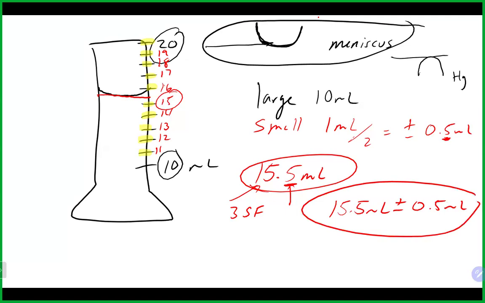Typically speaking, you could go one more place to the right of the smallest marking, not 100% of the time, but it's a good guideline. Or if you can figure out what the smallest marking is, just divide it by 2, and however many decimal places it goes to, that's how far you should take your reading. So that's a way that you could do that. Any questions on that? All right, we'll wrap that up for today.